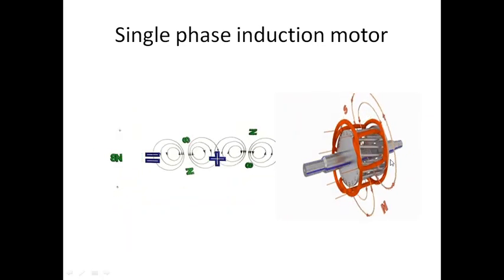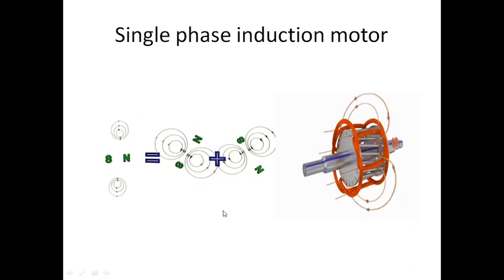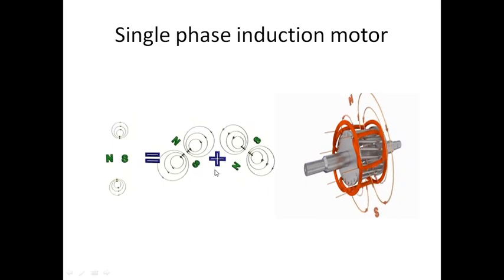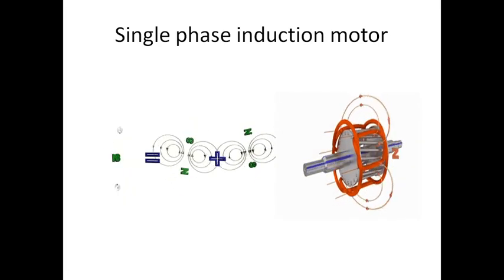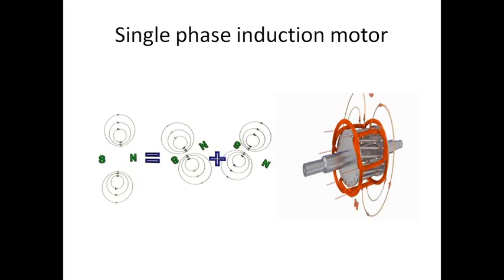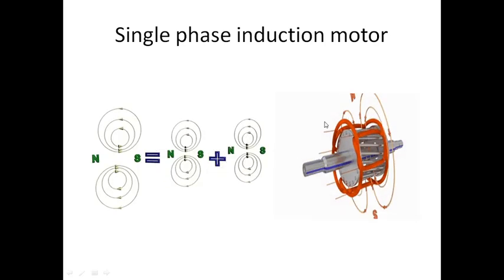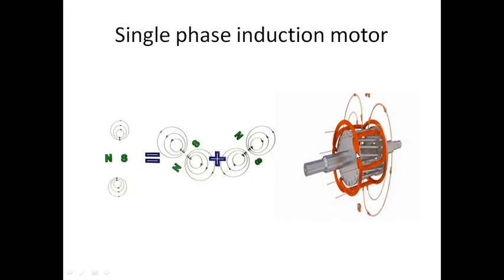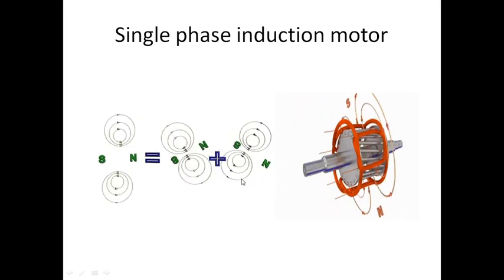Can you see here? One is revolving. Both magnetic fields are opposite to each other. Why? Because my induced EMF from the stator is given to the rotor. My rotor is exhibiting some force, Lorentz force, that is applying in the opposite direction.